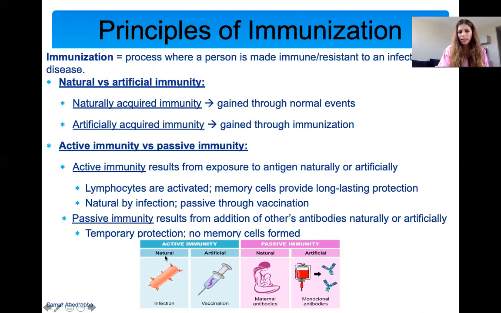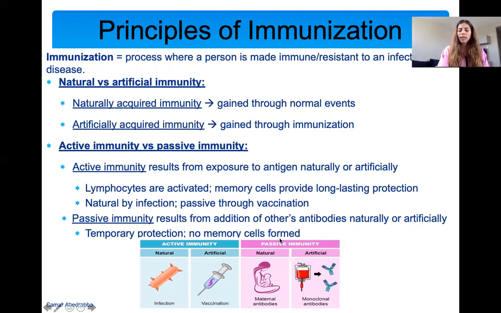So with active immunity, you can have active natural immunity. That's just by you getting an infection in your lifetime. So if you've had a cold, you now have an active natural immunity to that strain of virus that caused a common cold in you. Artificial active immunity is what vaccination does. So it gives you immunity by getting artificial injections of pathogens or portions of pathogens.